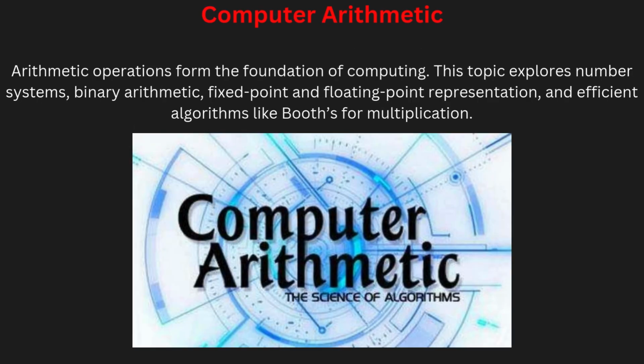So, now computer arithmetic. Arithmetic operations are central to the computer system, with binary representation forming their foundation. The chapter begins with number systems and transitions into fixed and floating point representation. Topics like overflow and underflow demonstrate the challenges in representing real world numbers in limited bit widths.